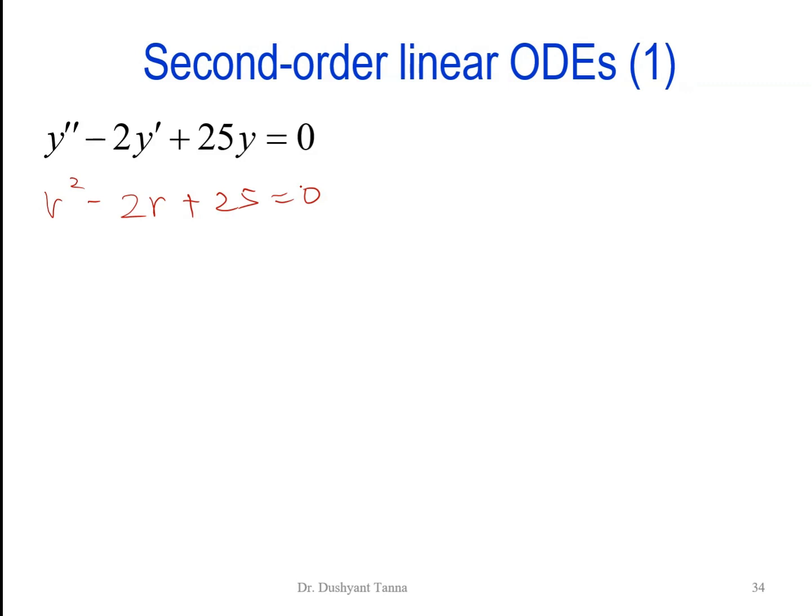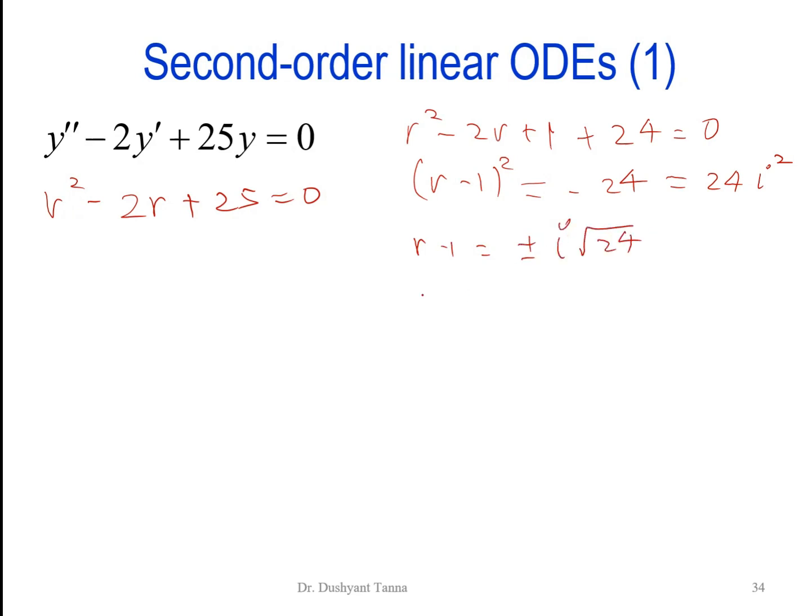But how about if I give you a new approach? I always want your brain to think a lot differently. So that will be r squared minus 2r plus 1 plus 24 is 0. What am I doing? I'm trying to make a perfect square polynomial. So r minus 1 squared is equal to minus 24, which is the same as 24 i squared. And therefore r minus 1 is plus or minus i square root 24.